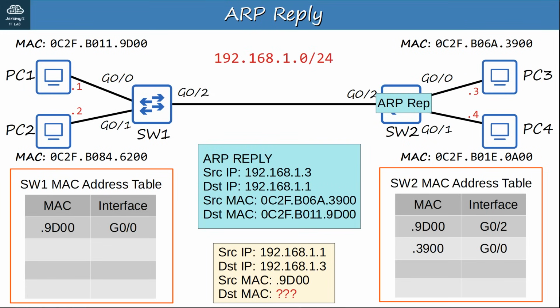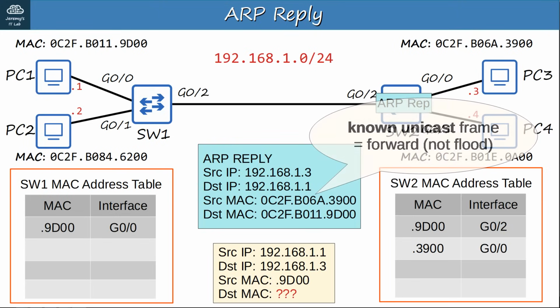Switch 2 learns PC3's MAC address and enters it into the MAC address table, associating it with the G00 interface. Since this is a unicast frame, and Switch 2 already has an entry for the destination MAC address in its MAC address table, what kind of frame is this, and what does Switch 2 do with it? It's a known unicast frame, and Switch 2 will simply forward it out of the interface in the MAC address table. It will not flood it like an unknown unicast frame or a broadcast frame.